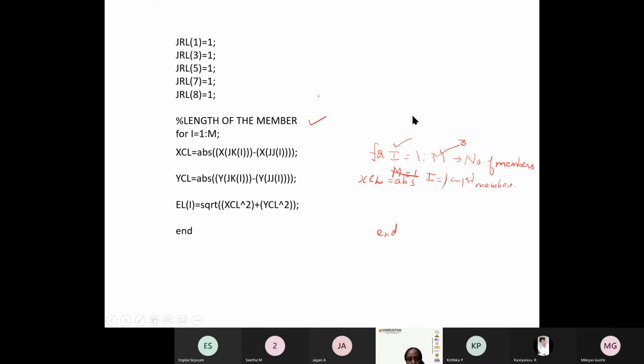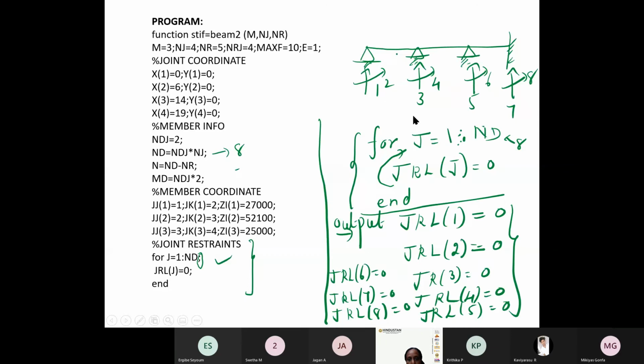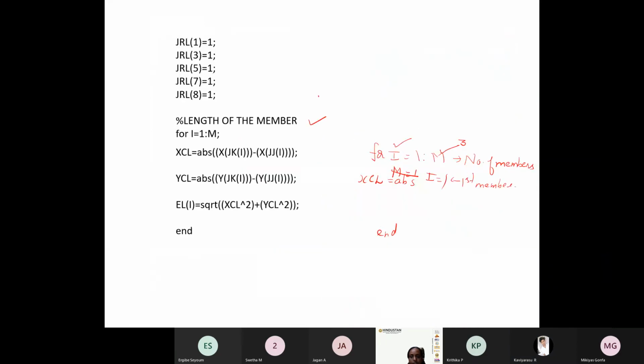Somebody can answer me? Is it 6? Yeah, 6. So the length of the member is 6. At the completion of this, we'll check whether we are getting the answer as 6. We should get the length of the member as plus 6, not minus 6. So first you go inside this jk of I is equal to 1 now.